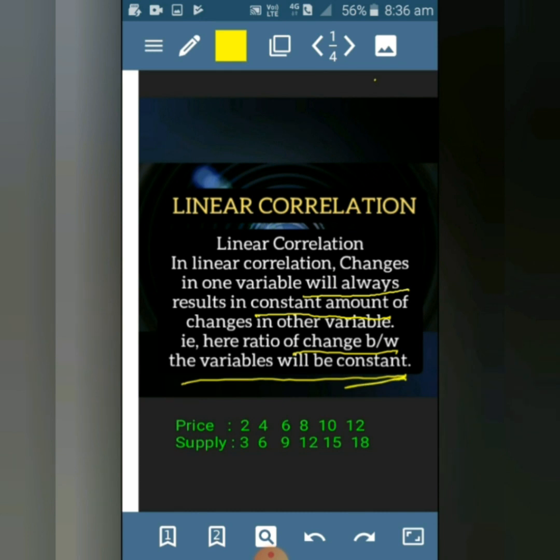Okay, look at an example. Here we have an example of price and supply. Look at the figures of price. Here the price increases from rupees 2 to 4, 4 to 6, 6 to 8, 8 to 10, 10 to 12. It means here price always increases by rupees 2. And look at the figures of supply. Here the supply increases from 3 to 6, 6 to 9, 9 to 12, 12 to 15, 15 to 18. It means here supply always increases by 3.